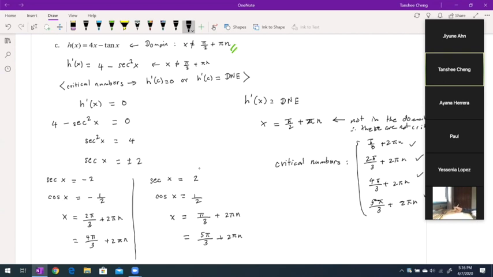Any questions before I move on from here? Can you just say one more time why the top pi over 2 plus pi n can't be a critical number?